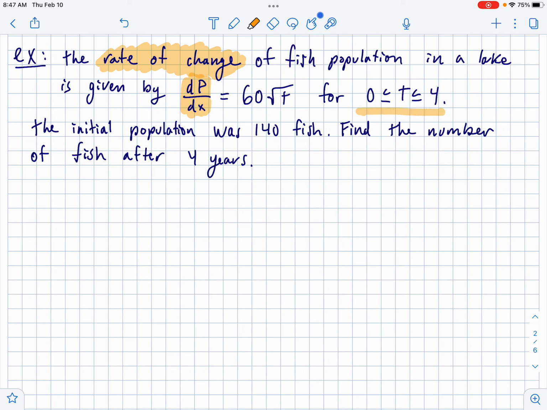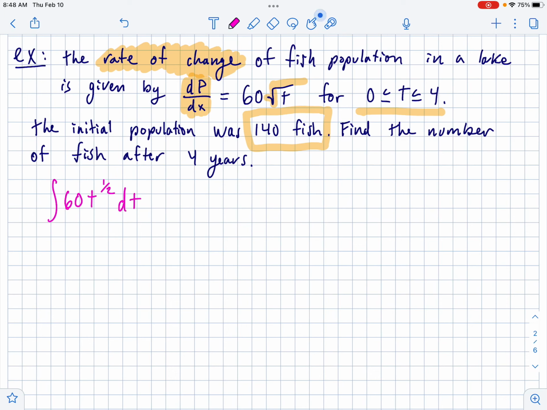It's only from 0 to 4, and the initial fish population was 140. That's going to come into play later. Find the number of fish after 4 years. Well, first, we're going to integrate 60t to the 1/2. Notice that I have changed the square root symbol into a power of 1/2 because now I can run my reverse power rule.